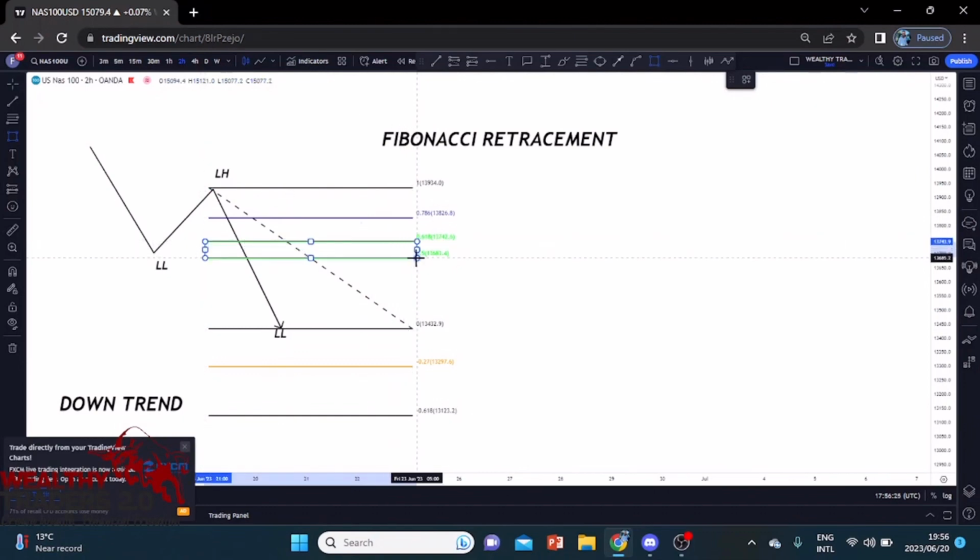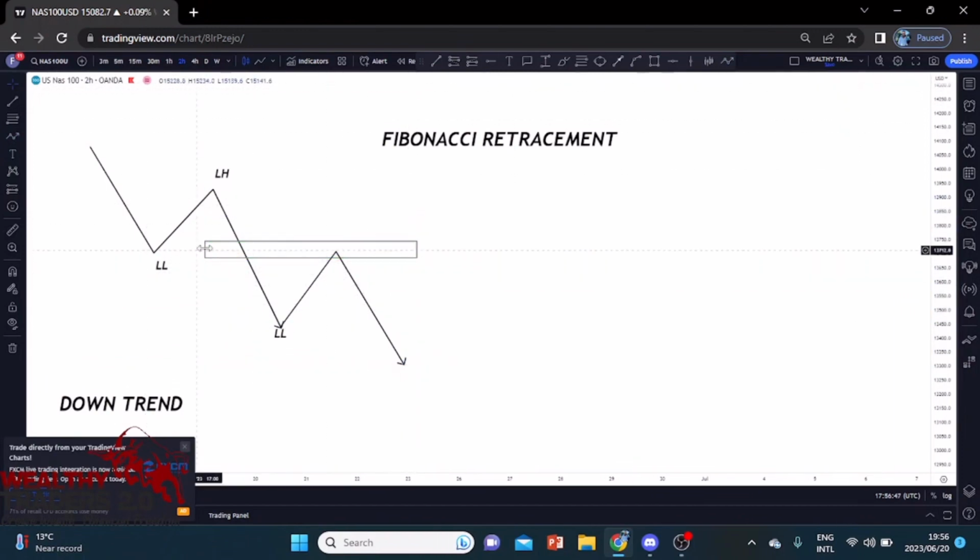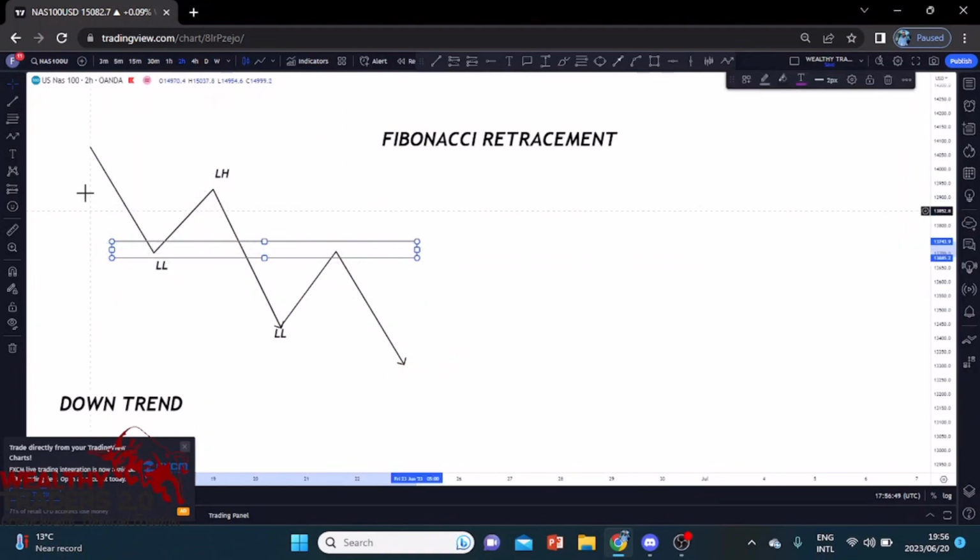You see, now you have the price that is going to come and create a new lower high before it goes on to create a new lower low. Now if you remove your Fibonacci, you can say that this was a break and a retest.